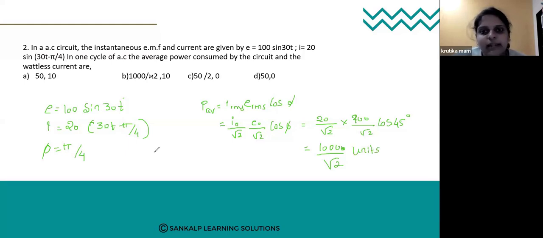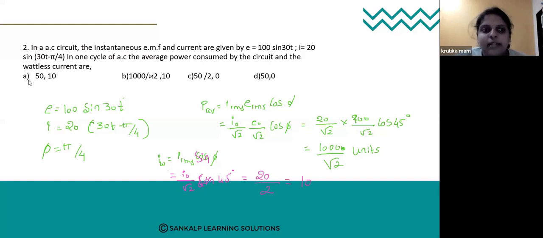Next, they are asking you to calculate the wattless current. The wattless current is given by I_RMS into sin φ. The I_RMS is I0 upon root 2, and it is sin φ, so this becomes sin of 45 degrees. Sin 45 is also 1 upon root 2, so root 2 will get cancelled. The I0 value is 20 upon 2, which is nothing but 10.